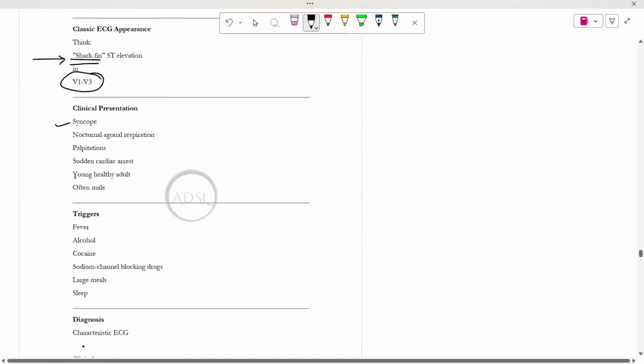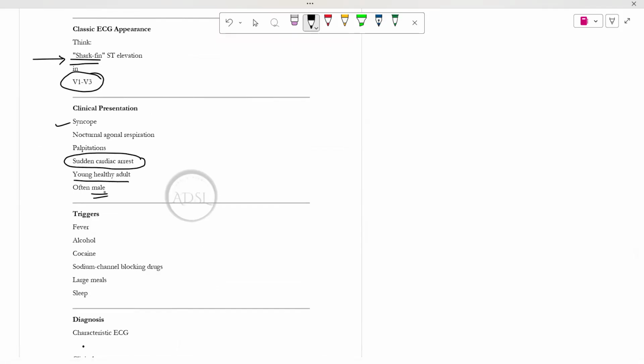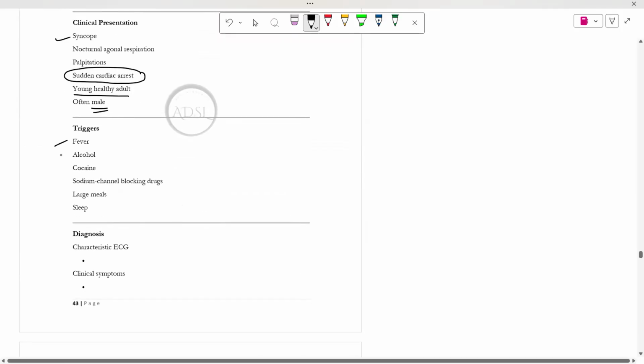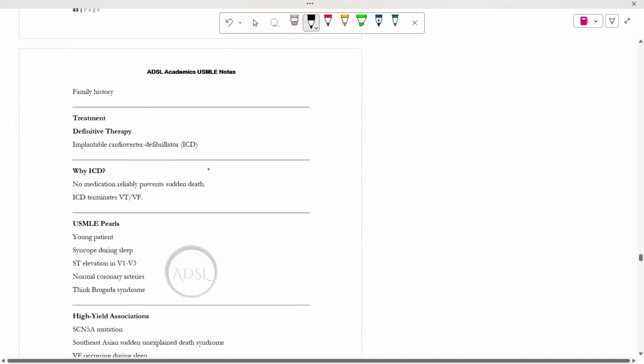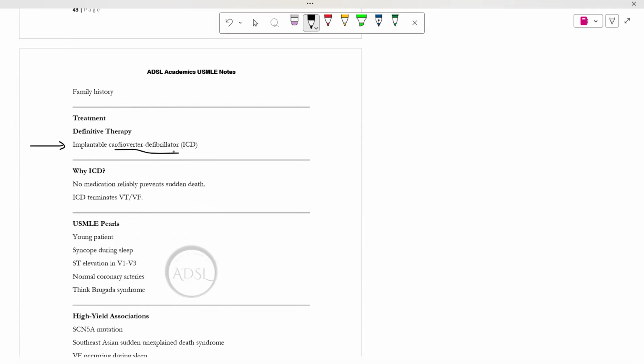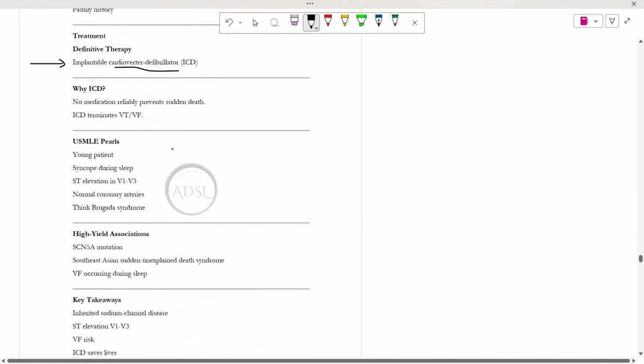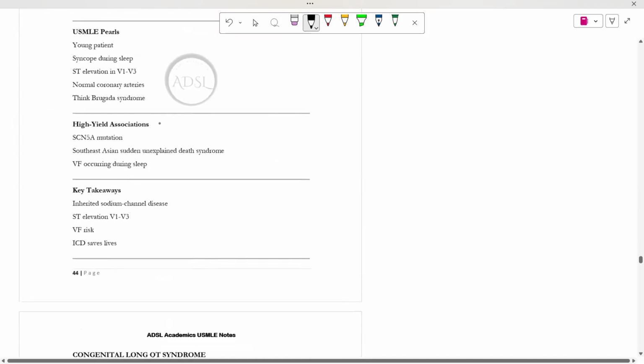And as I said, syncope will be there, and sudden cardiac arrest or death can be there in the young adult, usually males. Sometimes there might be triggers like fever, alcohol, cocaine, sodium blocking drugs, large meals, etc. Okay, so they might give you these as one of the things. He had a lot of alcohol and then he was found dead, or he started on some sodium blocking drugs, etc. All right, that is okay. So if you can find out this thing, then you will give an implantable defibrillator. Okay, implantable defibrillator you will put.